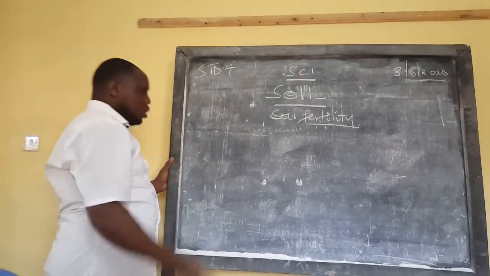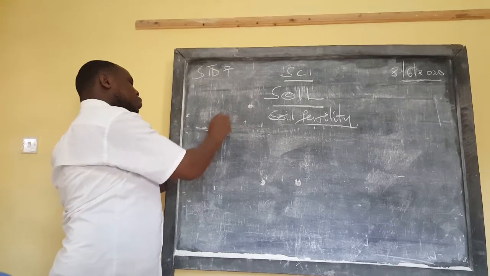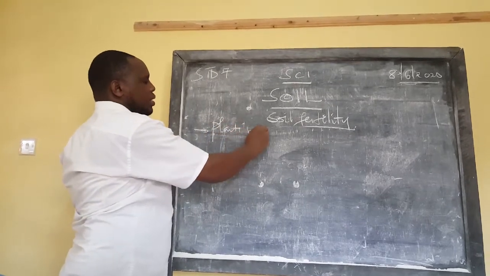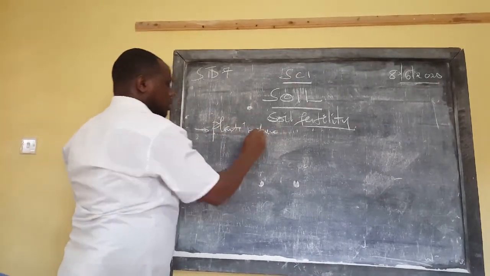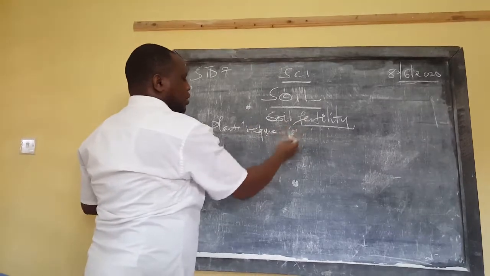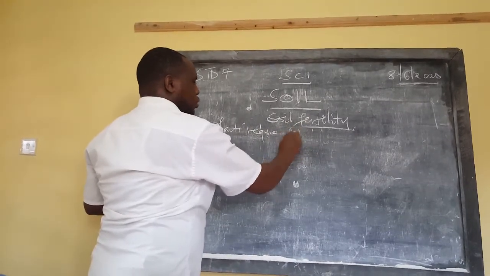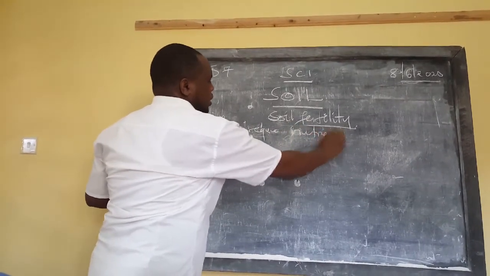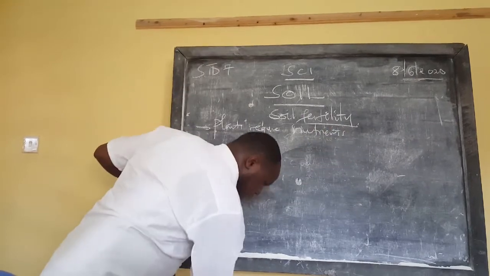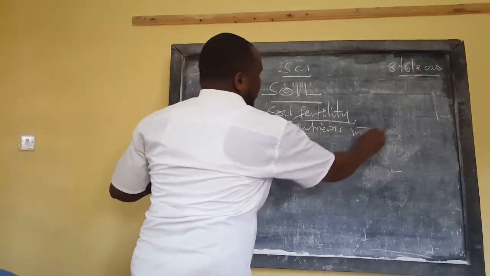Though sometimes they use the same name to mean both fertilizers and the natural fertilizers. So plants require fertilizers or manures, nutrients. Let me use nutrients in different amounts.